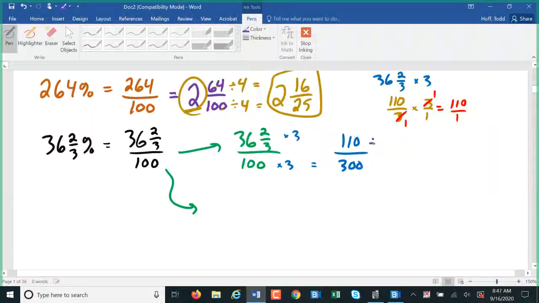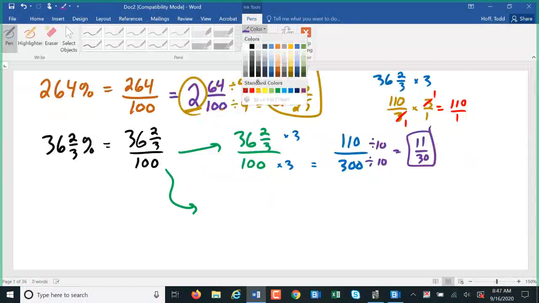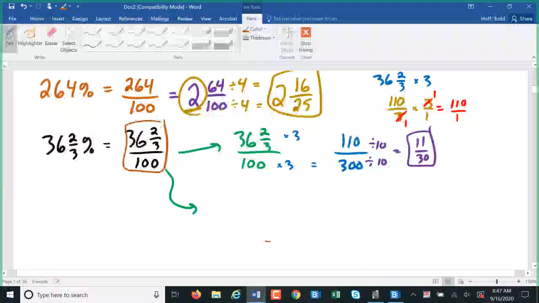Now both of those numbers end in 0, so they can be divided by 10, giving us 11 out of 30. So 36 2/3% is 11 out of 30. The other way we could have done that is, remember we mentioned that fractions and division problems are kind of interchangeable. We can turn that into a division problem. 36 2/3 divided by 100.